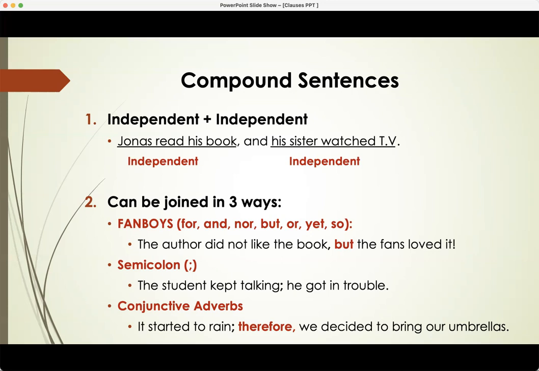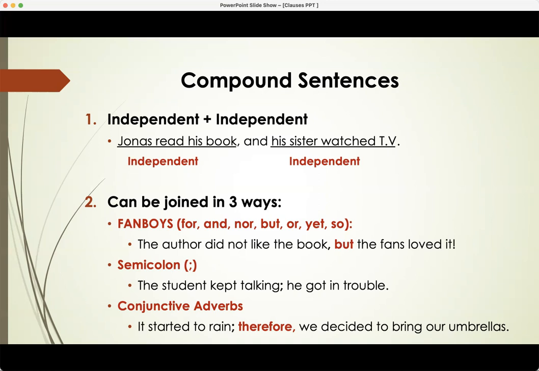The second way to connect two independent clauses is via a semicolon. Now, when we use a semicolon, you have to make sure that the two ideas are related. They make sense. They're somehow connected.